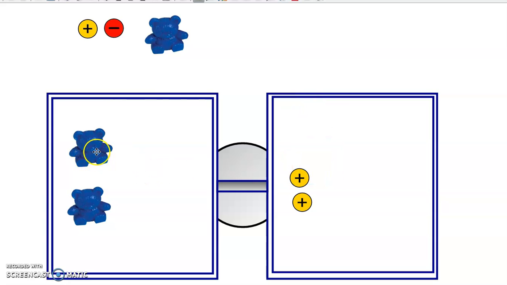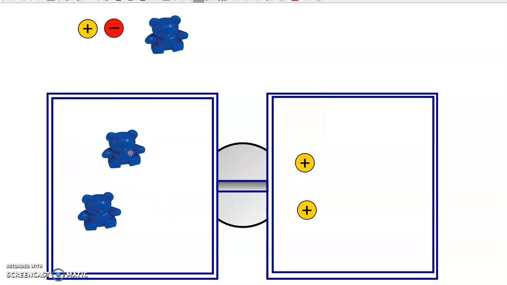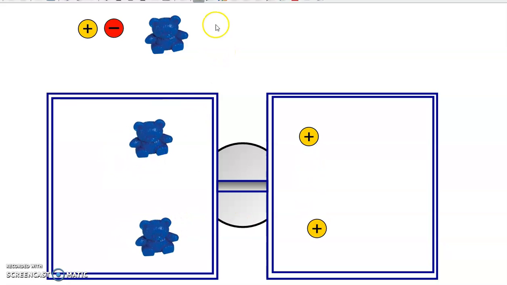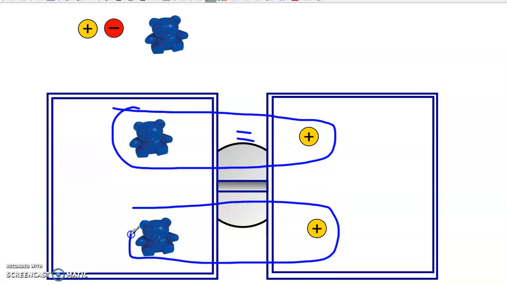There we go. Now I still have 2 bears, and over here I have 2 counters. So now I need to split these up into 2 equal groups, right? So then I can look at this and say, here I have 1 bear. 1 bear is equal to 1. So I've split them up.